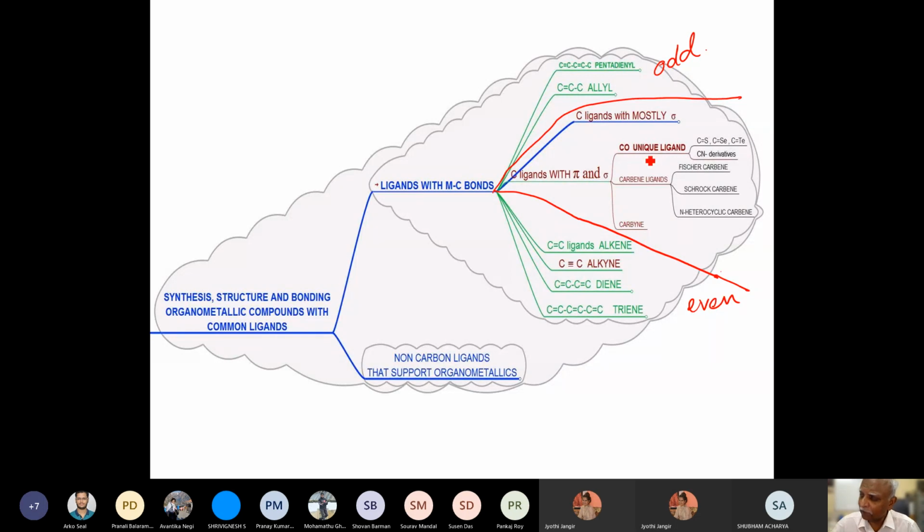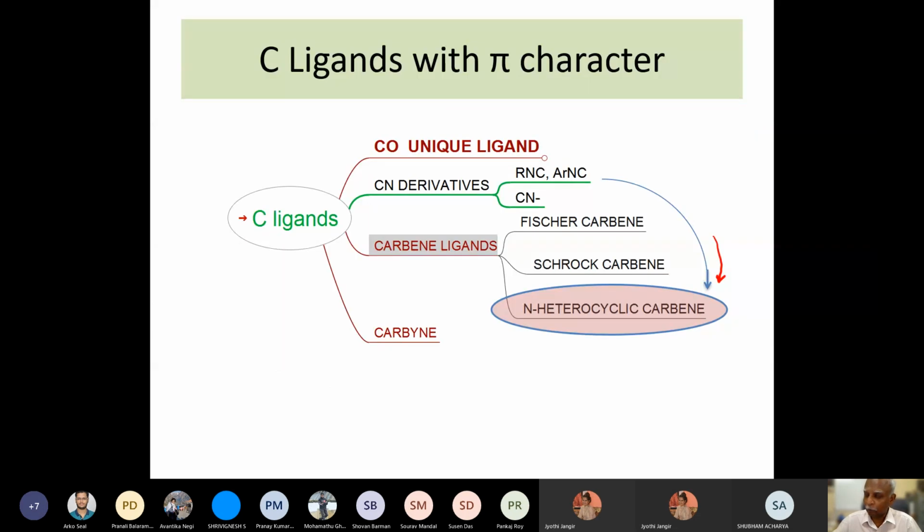And we discussed a lot of CO as a unique ligand. We also noted that if I have CN derivatives, I can in fact change them into carbenes, which will look like these heterocyclic carbenes. And carbon monoxide itself can be converted into a Fischer carbene. So those are things which we discussed. And I'm going to talk about the other carbenes today. So let me proceed.